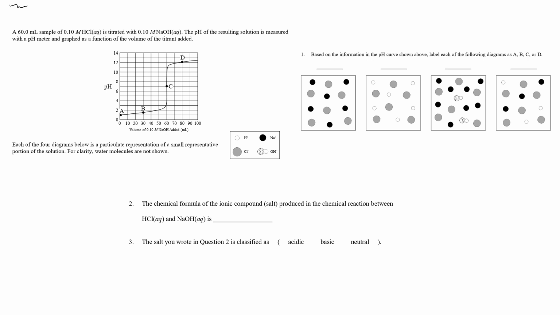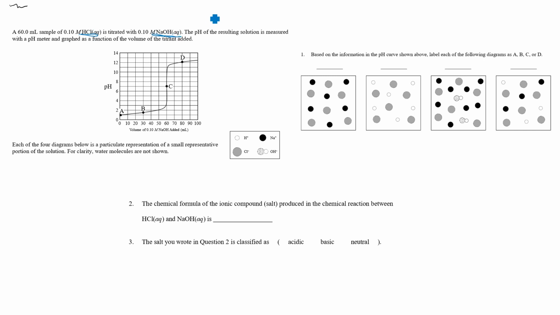This is Mrs. Nearing. In this video, we're going to talk through some of these questions that are mainly related to a particle level view of what's going on in a titration, which is something that's really important to understand, like what is present in the solution at various points. And we're going to look at different types of titrations here. So this first one looks like a titration curve showing a strong acid, HCl, being titrated with a strong base.